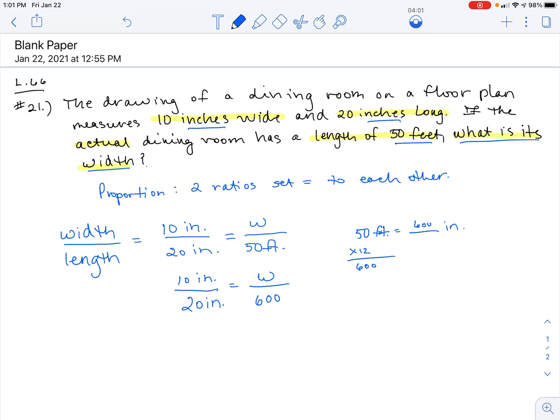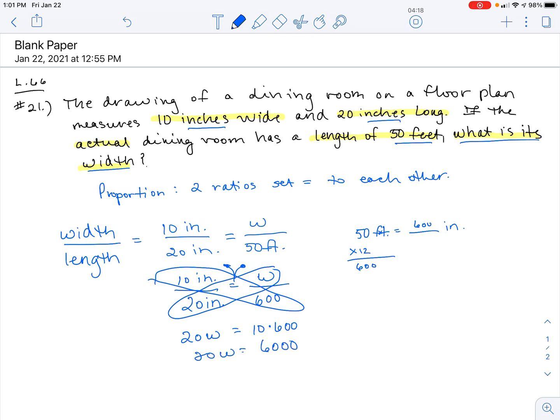Okay, now I'm going to solve this proportion. And remember, we do the little butterfly method. There's little antennae on it. So we're going to have 20 times W equals 10 times 600, which is going to be 6,000. And when we divide this, if you put this in your calculator, you're going to end up with 300. Okay, now remember, we broke this down to inches. I should put that right up here with that 600 so that we remember.